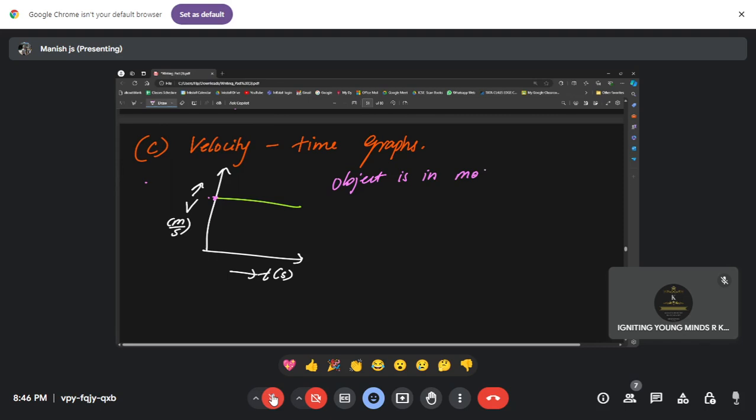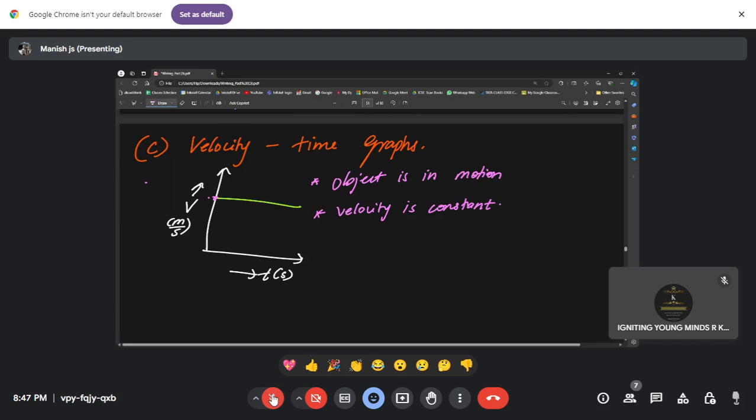It is definitely moving. Second thing you should know in this particular graph is the object is moving with constant velocity. That is, velocity is constant. If velocity is constant, it doesn't mean the object is at rest. It is definitely moving. That's the reason you have some velocity in the first place.